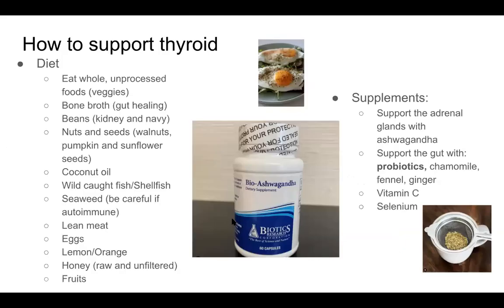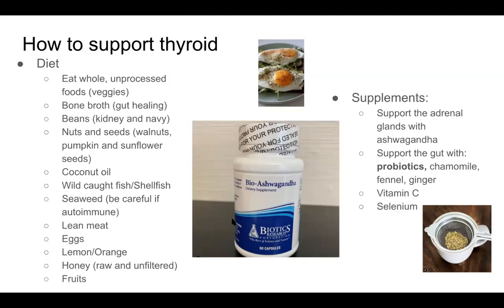So how to support the thyroid diet, you want to eat whole unprocessed foods like veggies. Bone broth is very healing to the gut. Beans, kidney and navy particularly. Nuts and seeds, all kinds, but walnuts, pumpkin, and sunflower seeds are great. Coconut oil, in moderation. Coconut oil is higher in saturated fats, so I don't recommend eating it all the time or a ton of it, but here and there it is good for you.